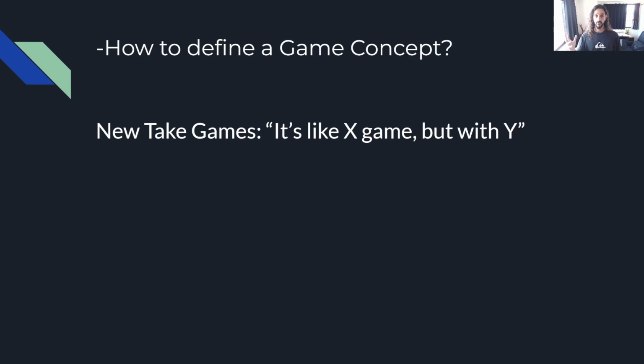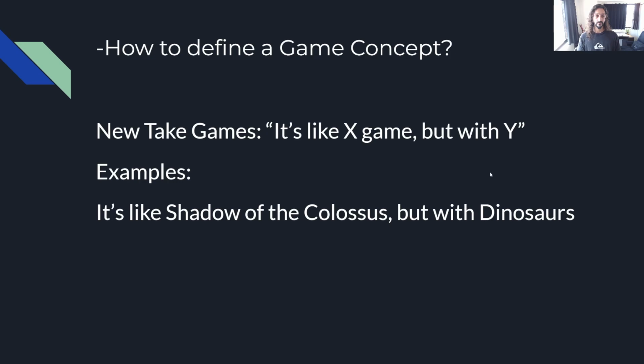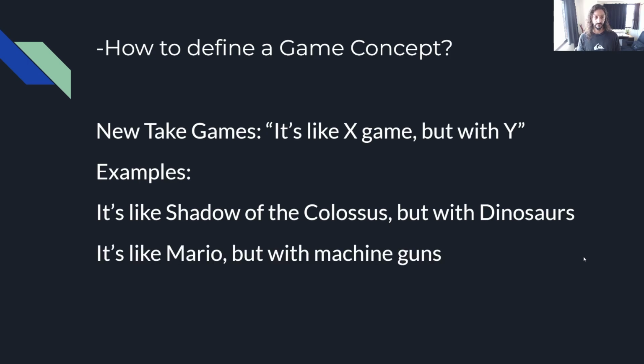So what you want to do with your new game is to give a new take, a new approach to it. So when you create the game concept for it, you can easily describe it as it's like some game that's already popular, but with whatever element you want to introduce in the game. So some examples are, this game is like Shadow of the Colossus, but with dinosaurs, which would maybe result in a game like Monster Hunter, for example.